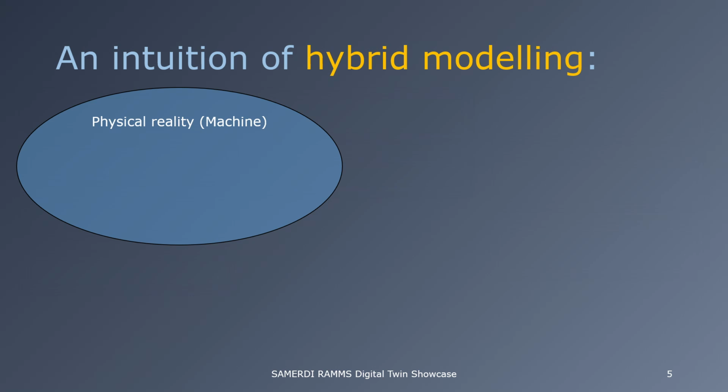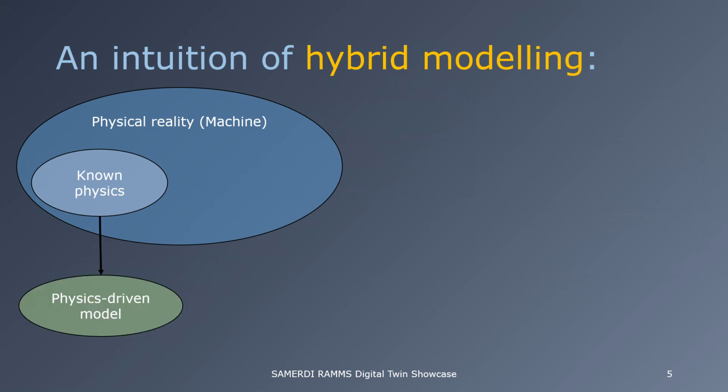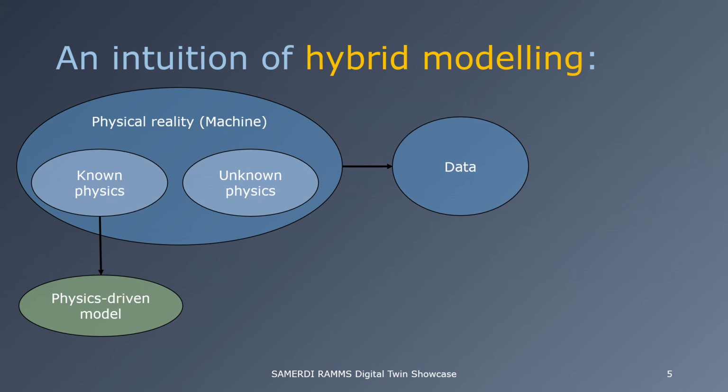So what I quickly want to do is give you an intuition of why hybrid modeling is expected to work in this case. So firstly, we have this physical reality, or the skid-steered machine, and we can model some of the physics of this reality. So this we call the known physics. This we do through the physics-driven modeling process. But inherently, there's going to be some unknown physics, or very difficult to model physics, that we haven't captured in this physics-driven model. And then what we do is we measure data on the entire machine.